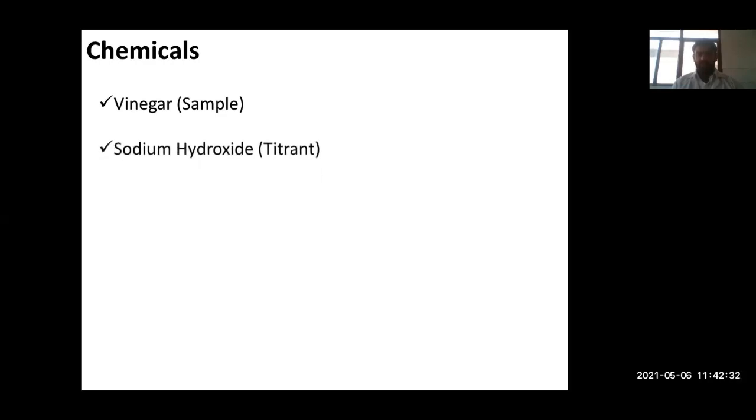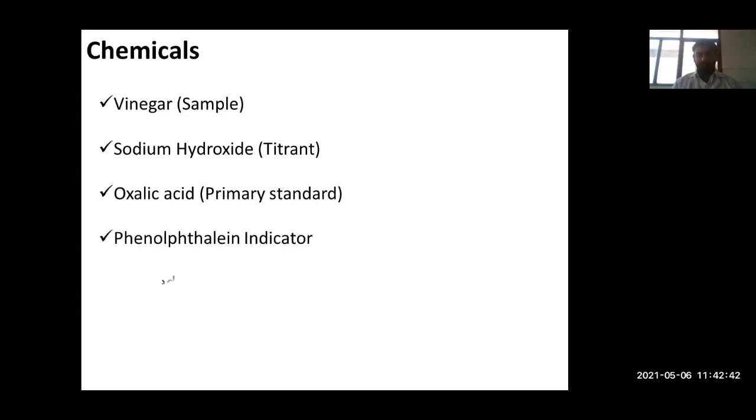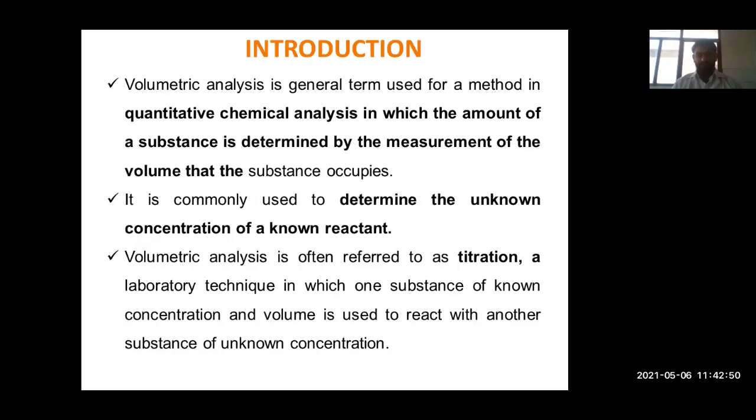Sodium hydroxide is used as titrant. Oxalic acid is used as primary standard, which must be used to standardize the prepared sodium hydroxide solution first. Phenolphthalein is used as indicator. Distilled water is used for the preparation of solutions and for washing of apparatus and other glassware. So let's start with the introduction.